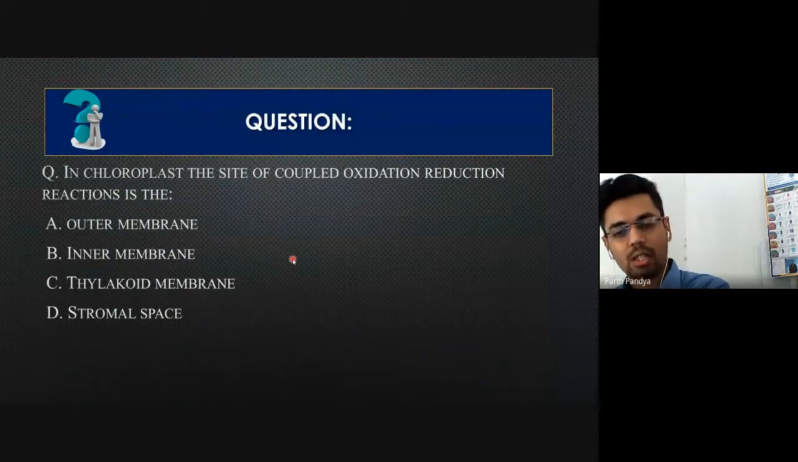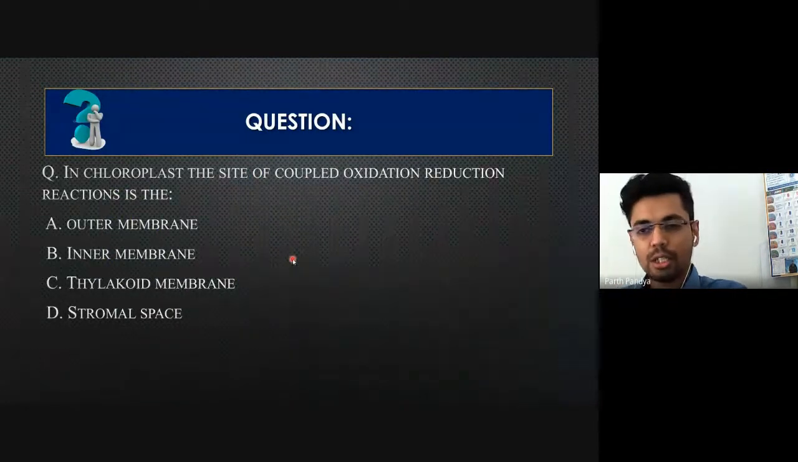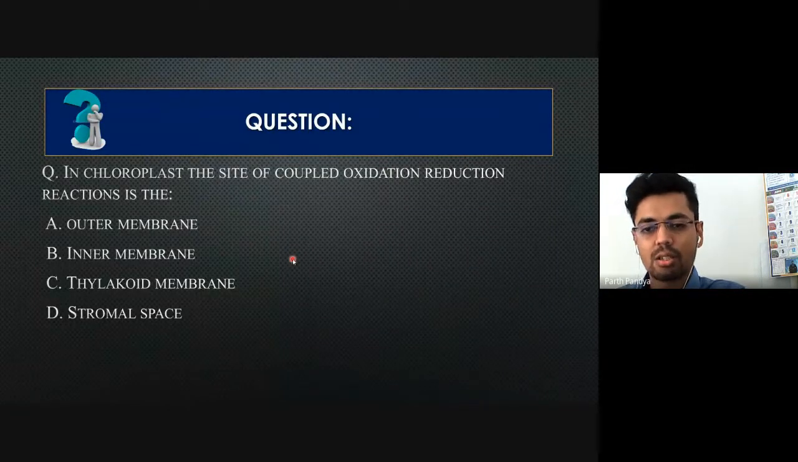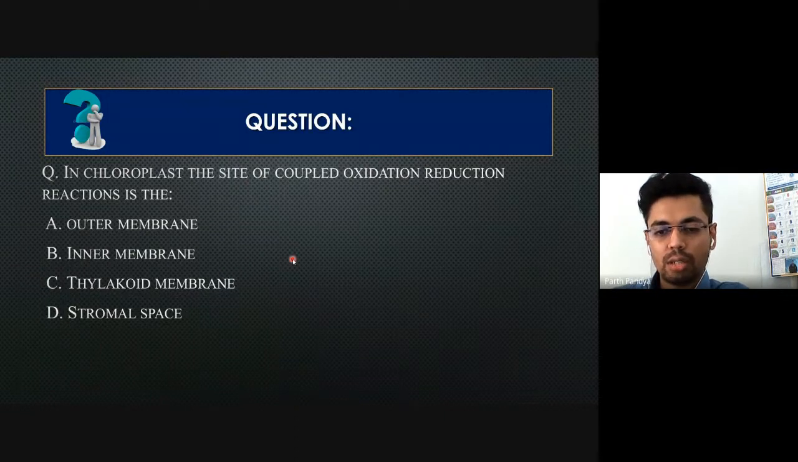Coming on to the simplest question, again a 2-mark question. In chloroplast, the site of coupled oxidation reduction reactions is the: A, outer; B, inner; C, thylakoid; or D, stromal space. Yes?